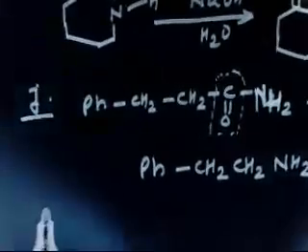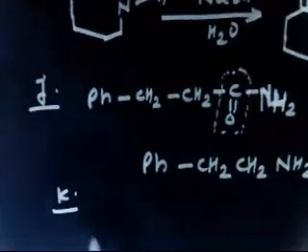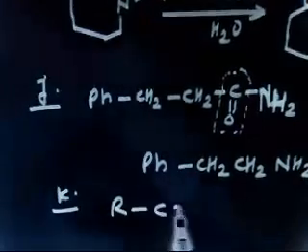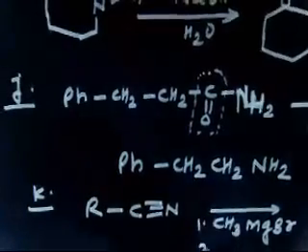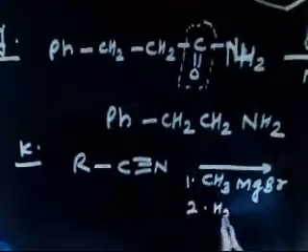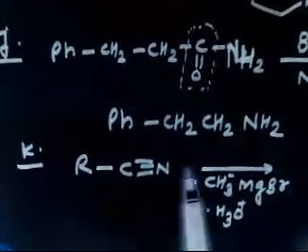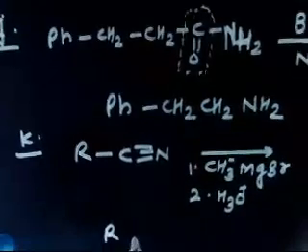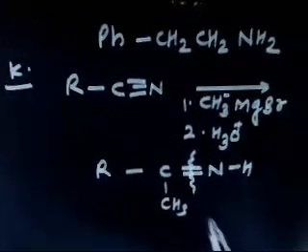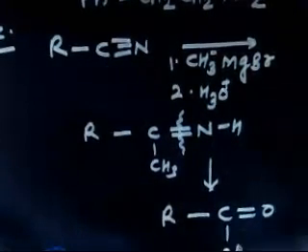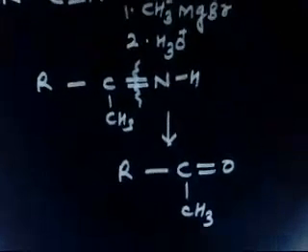We have one more, so let us say K part. I have to take this one slightly fast. RCN, and if I treat with Grignard reagent CH3MgBr in the first step, and in the next step if I do hydrolysis, what will be the product? Now in this case CH3 minus will attack on this carbon, opens up, so we will have R C CH3 and double bond N H. Now if you do hydrolysis of this compound, these bonds break, and finally we will have RCOCH3. Are you getting? So you will get a ketone.